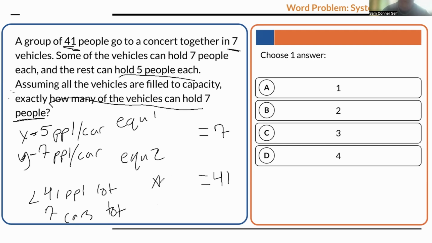So if we have X and Y as our 2 variables, we know that X is the number of cars that can hold 5 people. We're going to multiply that number in this equation by 5 because we're looking for the total sum of people. And then similarly, we're going to do the same thing for Y. So we plug 7 in there. And for equation number 1, it's the total number of cars. So because it's the total number of cars, we can just add up X and Y.